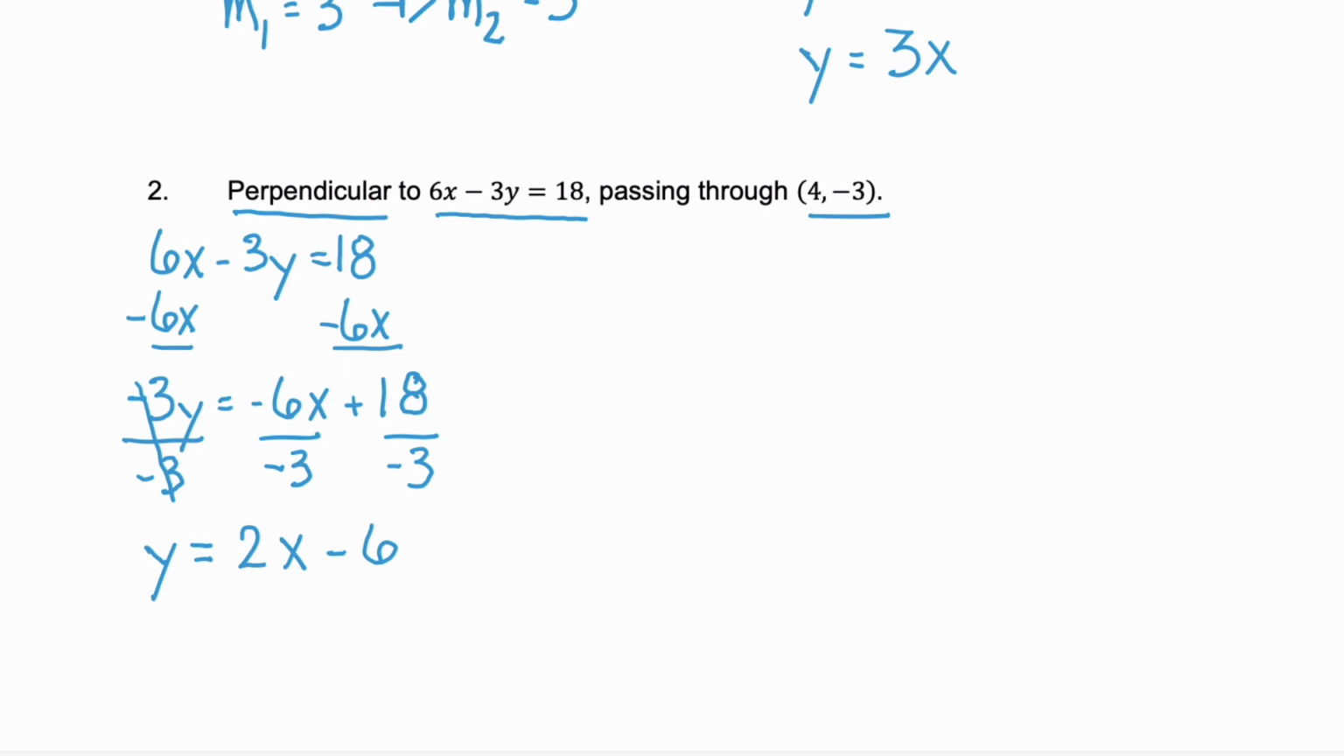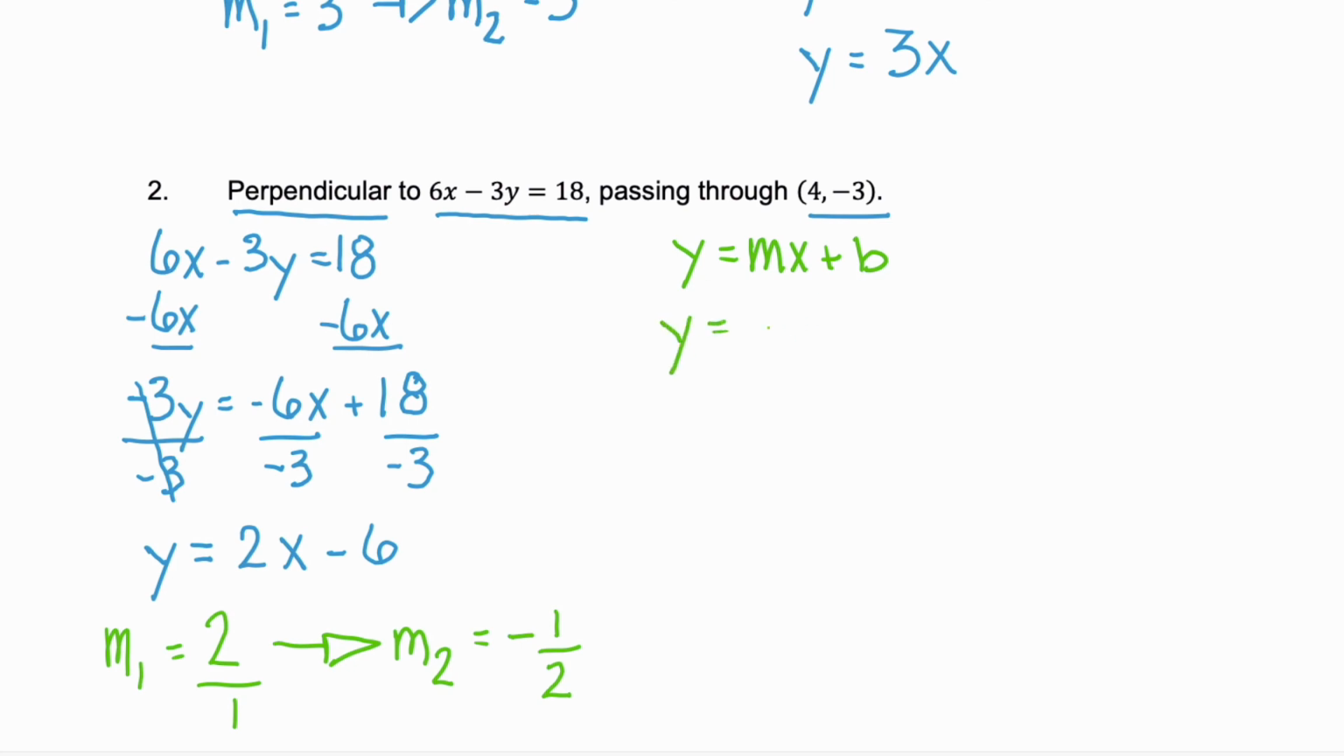So now we know the slope of this first line. It's 2. And because we know we need a perpendicular slope, we need negative, because our first slope is positive, and then we need the inverse of 2. Well, 2 is the same as 2/1, so the inverse is 1/2. So our new slope needs to be -1/2. So remember that equation, y equals mx plus b. And we know m, so y equals -1/2 x plus b.